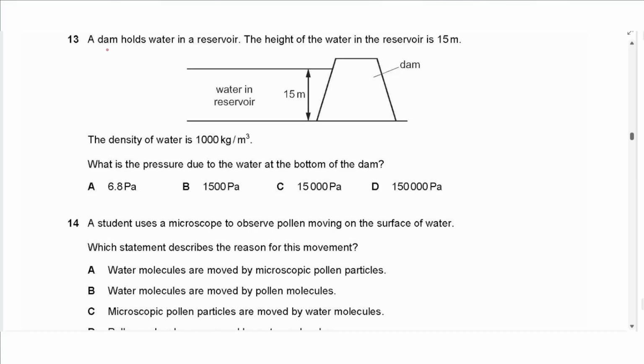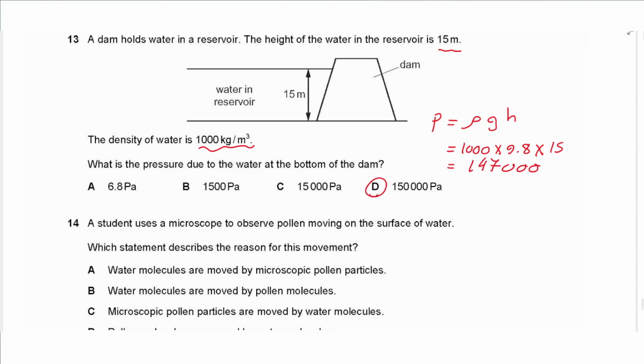Question 13 says, a dam holds water in a reservoir. The height of the water in the reservoir is 15 meters. The density of the water is 1000 kilograms per meter cubed. What is the pressure due to the water at the bottom of the dam? We have the equation pressure equals rho g h. So we have the density 1000, g is 9.8, and h is the depth 15. The answer is 147,000, which is approximately 150,000, so the answer is D.